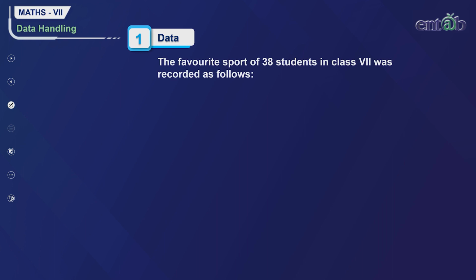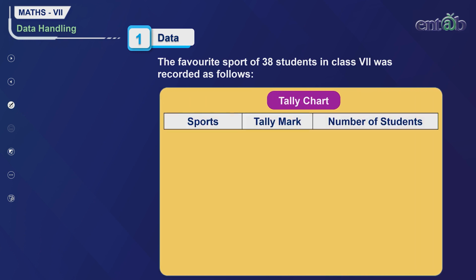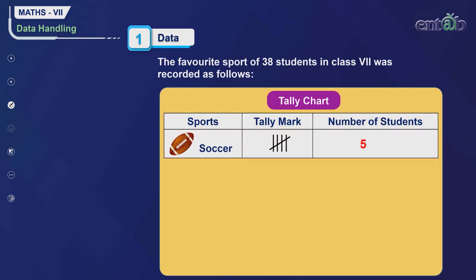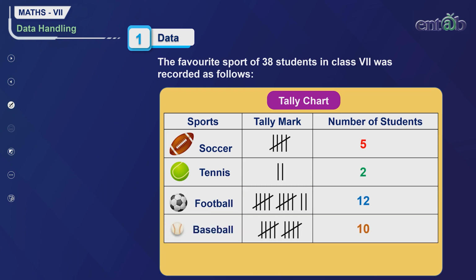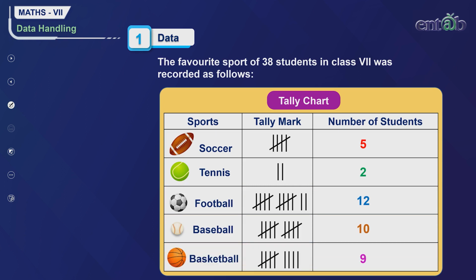Here the favorite sport of 38 students in class 7 was recorded and it is shown in this manner. So we can easily make out that soccer is liked by 5 students, tennis by 2, football by 12, baseball by 10 and basketball by 9 students.